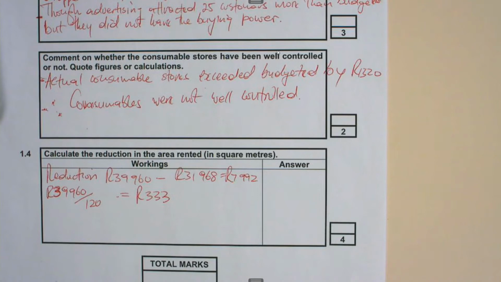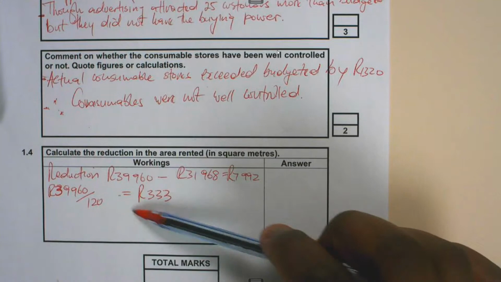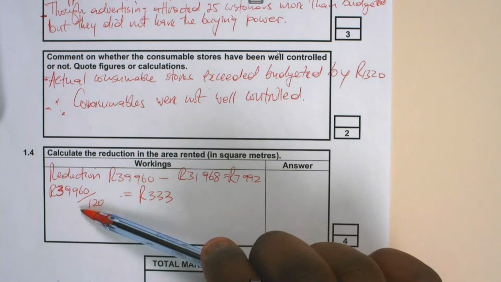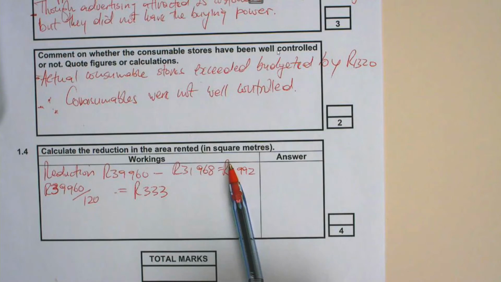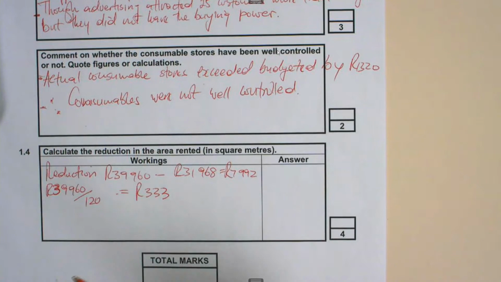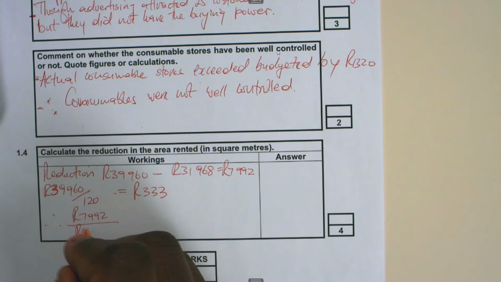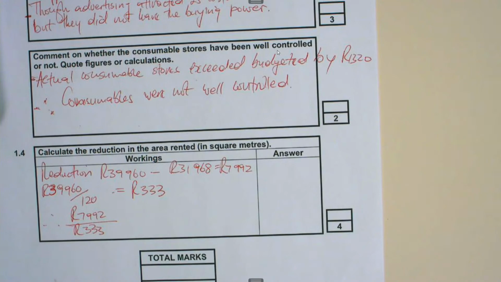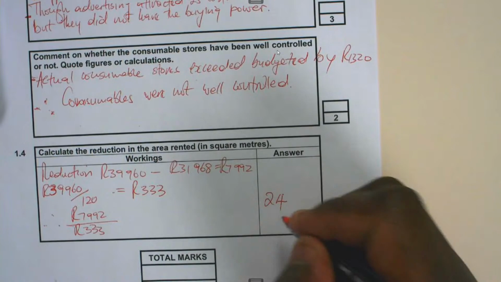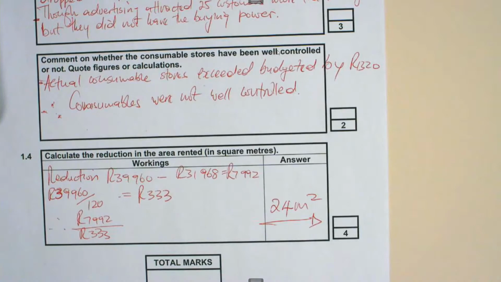Therefore, we have a cost per square meter before the reduction. Now, this is the difference in the rent after the reduction. Remember our question, we want to check how many square meters did we reduce. So now here you'll say therefore 7,992 divided by 333. It means there's a reduction of 24 square meters.